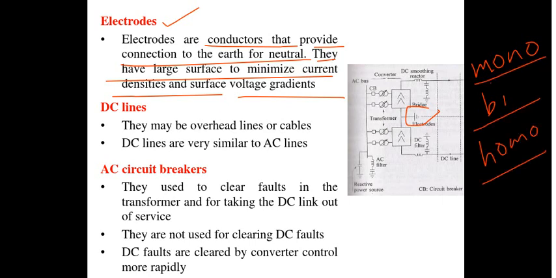The next thing is the DC line. These DC lines could be overhead lines, or they could be cables, right? They are very similar to AC lines. Nothing much to explain about the DC lines here, right?